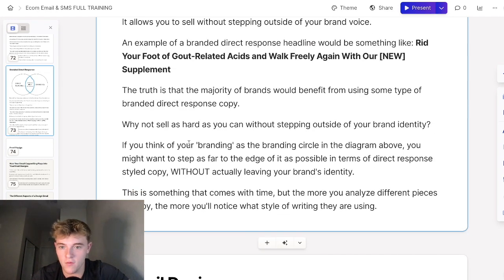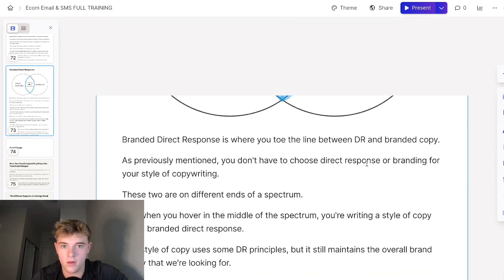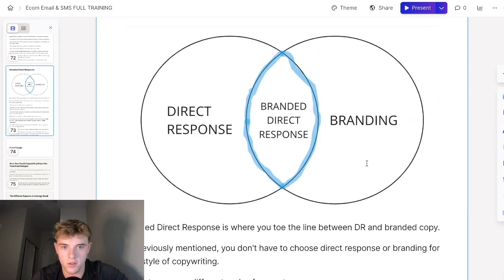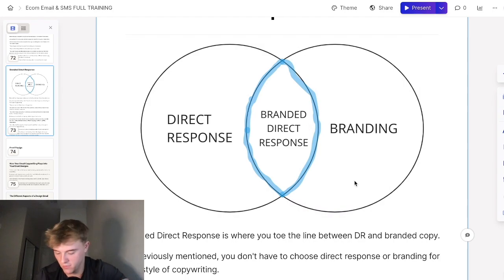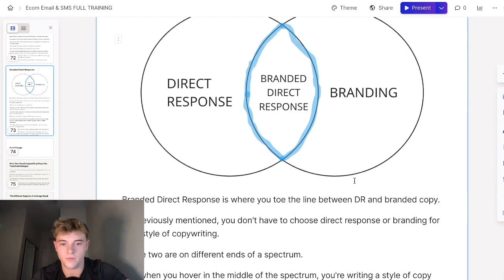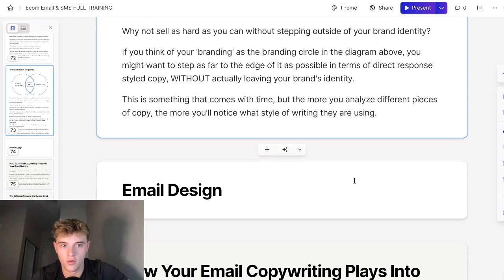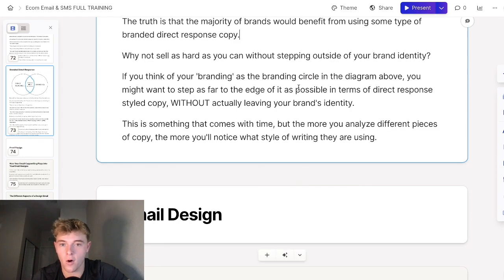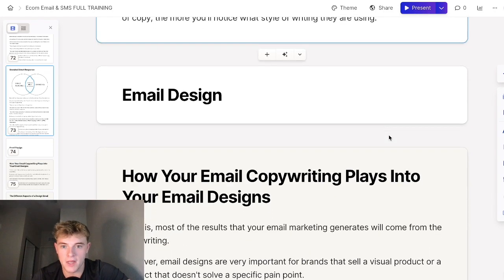So if you think of your branding as the branding circle in this diagram, while it loads, you can think of that as your brand. You might want to step as far to the edge of it as you possibly can in terms of direct response style copy without actually leaving your brand's identity. That's something that comes with time, but the more you analyze different pieces of copy, the more you'll notice what style they're actually using. So that's about it for copywriting.